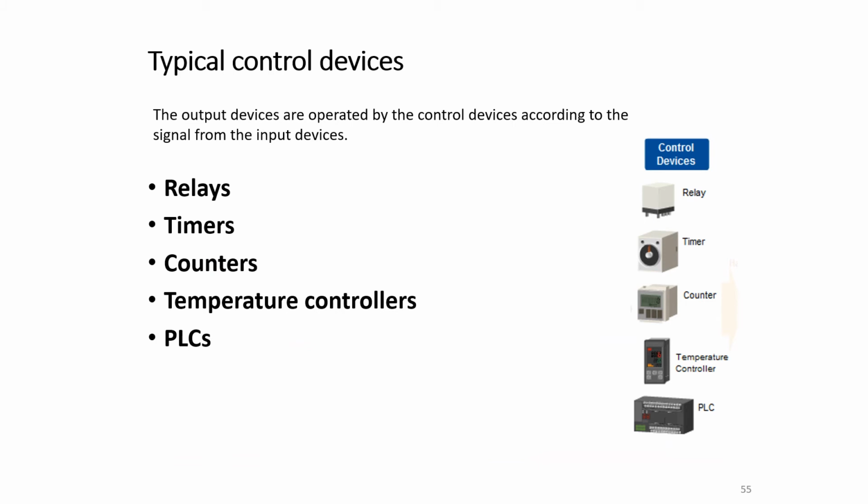Okay, so we'll move on to the next main category of control components, which is control devices. The output devices are operated by the control devices according to the signal from the input devices. So relays, timers, counters, temperature controllers, and in general PLCs, or programmable logic controllers, are part of this category.